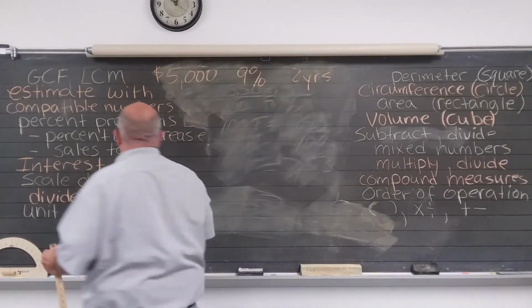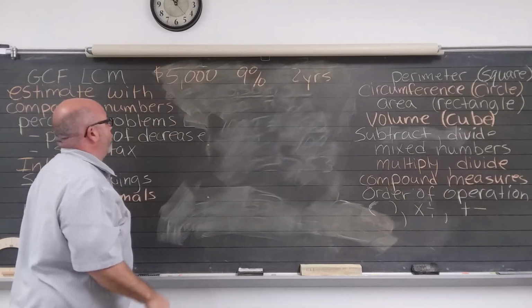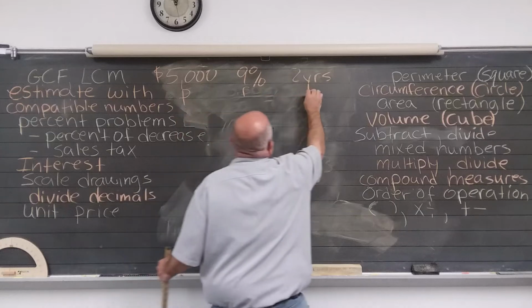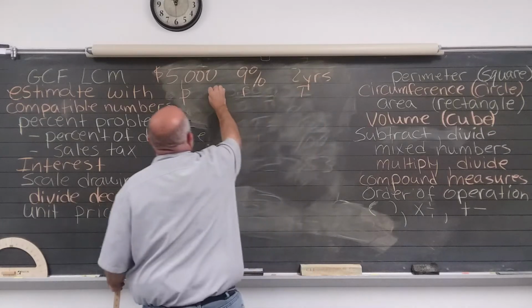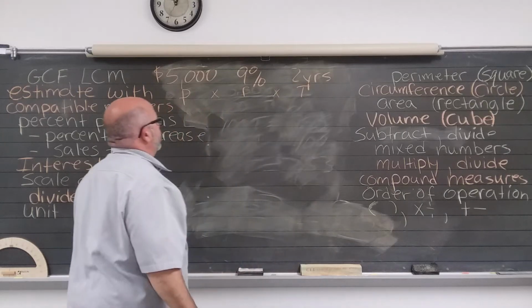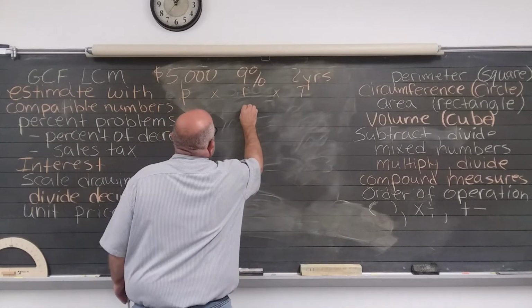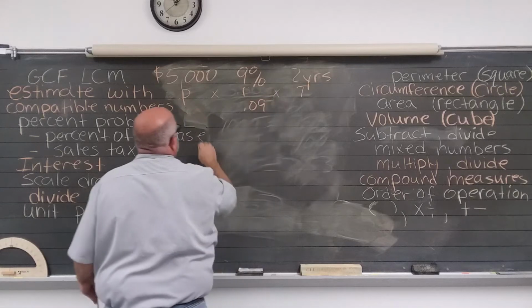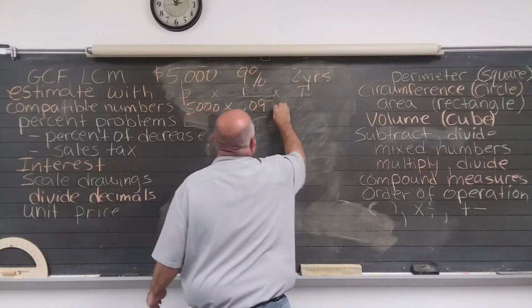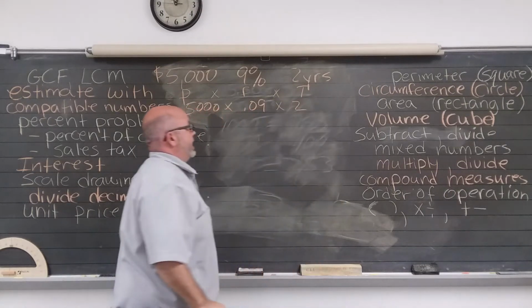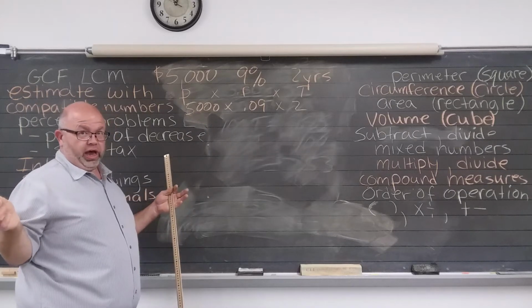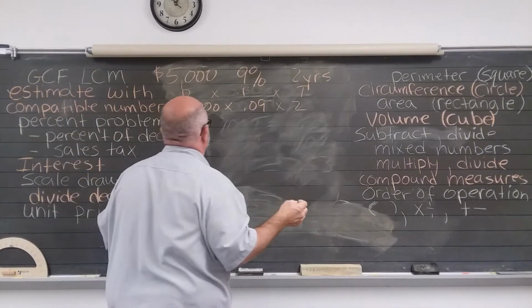All right? Remember that interest is simply multiplying the principal times the rate times the time. Principal times rate times time. 9% looks like 0.09. So 5,000 times 0.09 times 2. And you can do that in any order. So you might as well go 5,000 times 2, which is what? 10,000, right?